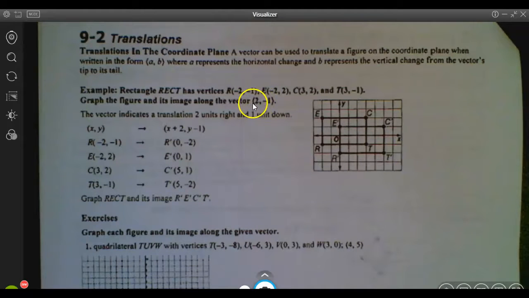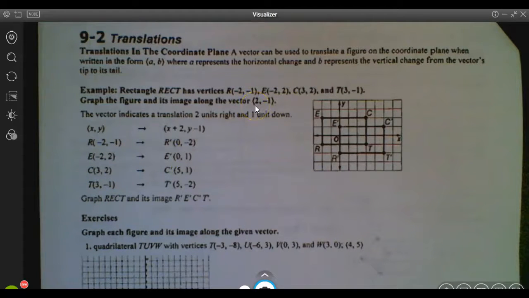All this means is if it's positive, you're going to add. If you see a negative value, you subtract. So what this is telling me is to add 2 to all of my x coordinates. This is telling me to subtract 1 from all of my y coordinates, right? And so they took those 4 points and they wrote them down right here. Those are the pre-image. And all they did was take those points and apply this rule.